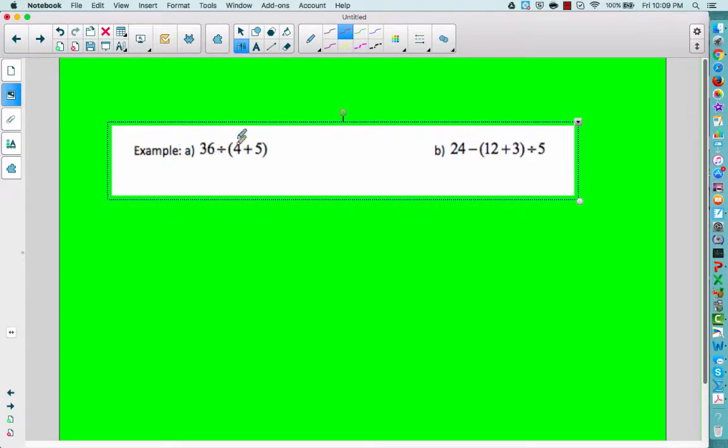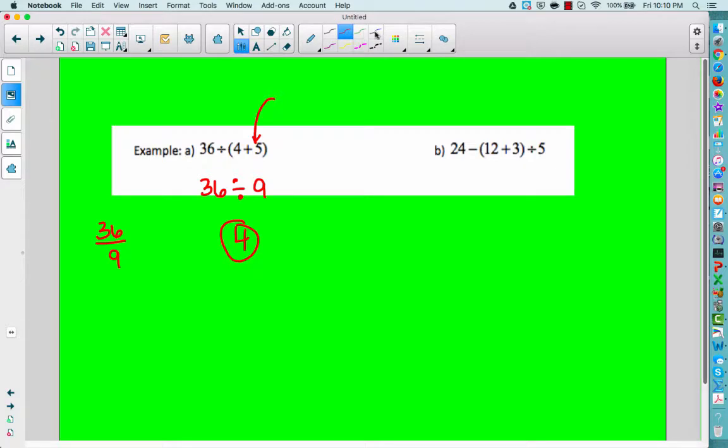36 plus parentheses 4 plus 5. So yes, I have to do the grouping symbols first, so I have to do the 4 plus 5. So it's 36, and there's that old-fashioned division symbol you haven't seen in a while, 36 divided by 9, which is the same thing as 36 with a fraction bar divided by 9, which is the number 4.